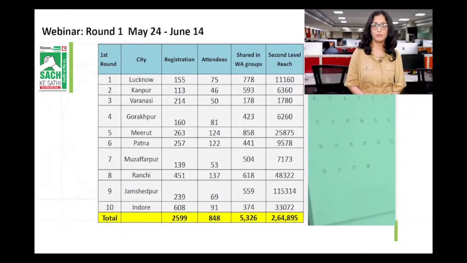This is the schedule and bifurcation of numbers of first round of webinars city-wise, the number of registrations, number of attendees, and after every round of webinar, we shared PDF in WhatsApp groups where the attendees were added, and they shared the PDF in their circles. So this decides the second level reach. After the first round of webinar, the reach through WhatsApp was 0.26 million.